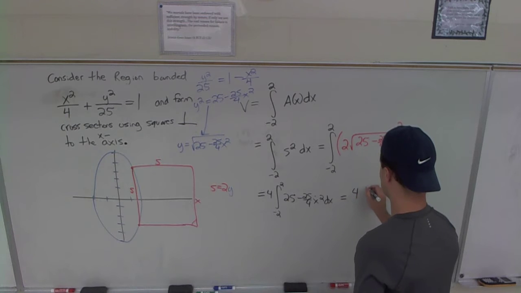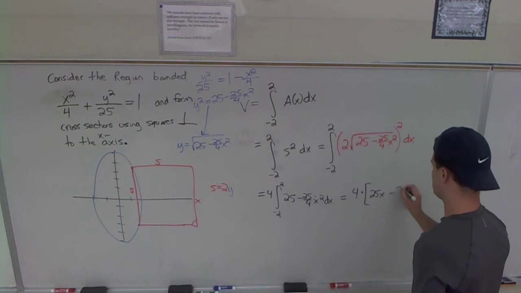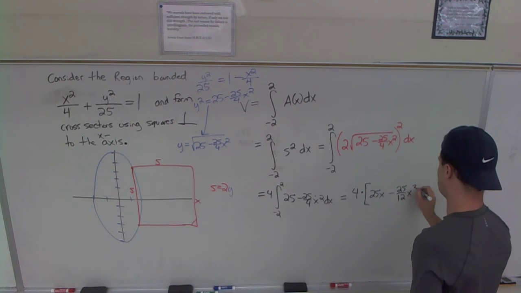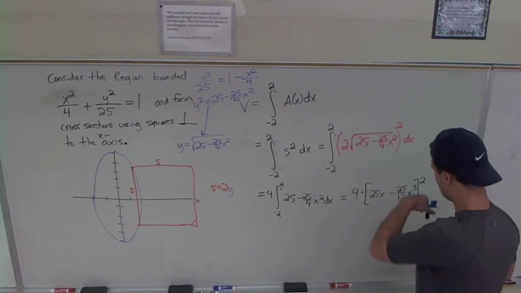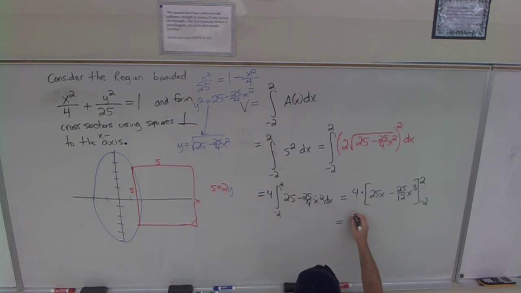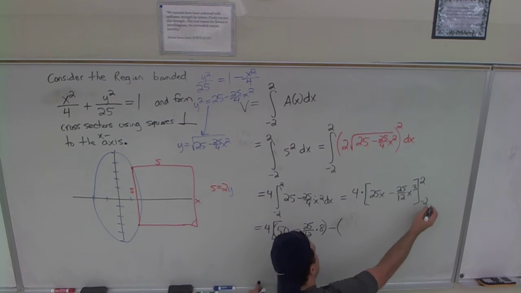So that's going to be 4 times the 25x minus 25/12 x cubed, because I go up 3, divide by 3. I just need to work that down. So let's see, I've got 4 times the integral of 25 times 2 is 50. I'm just going to do that. So dropping 2 in with the fundamental theorem, and dropping the -2 in.